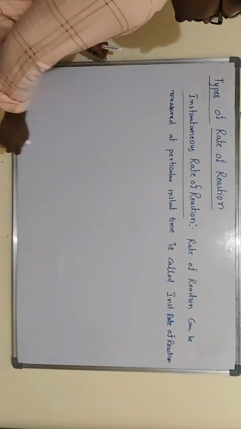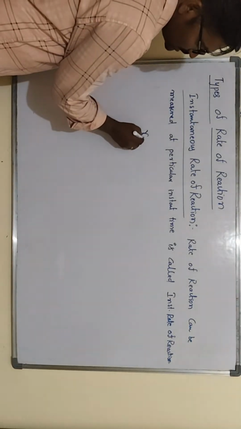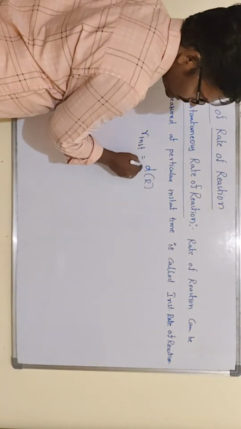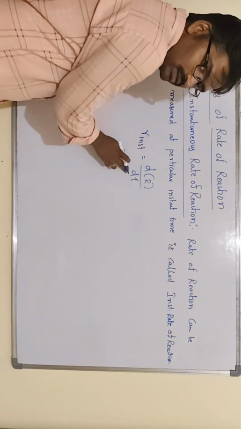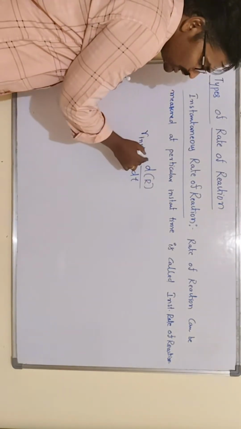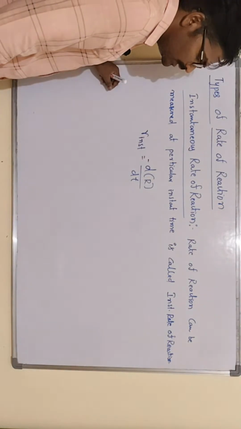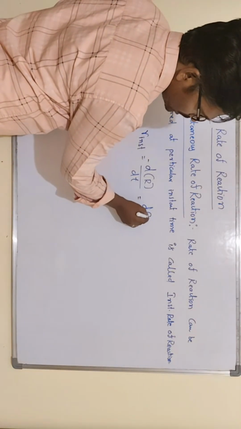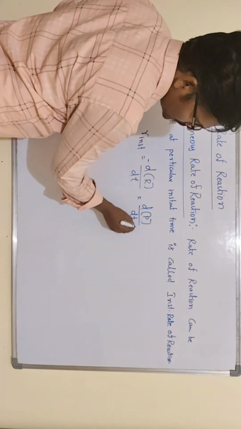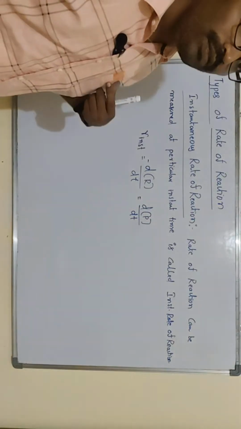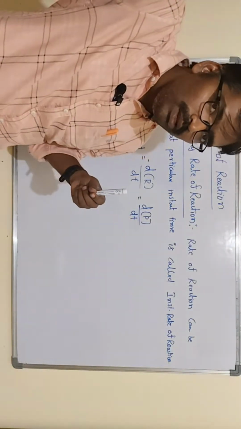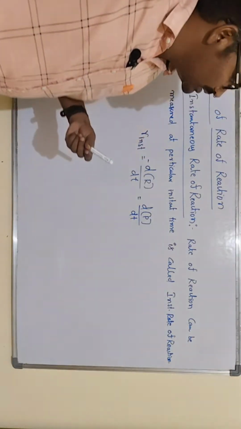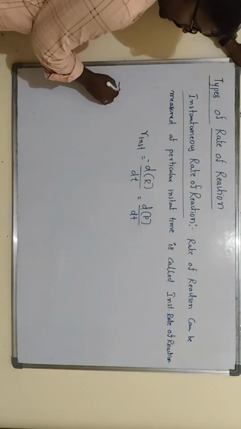So instantaneous rate of reaction is the change in concentration of reactant divided by the change in time. With respect to reactants, you have to take a negative sign. With respect to products, you take the change in product concentration divided by time. The instantaneous rate of reaction can be calculated by the tangent method.